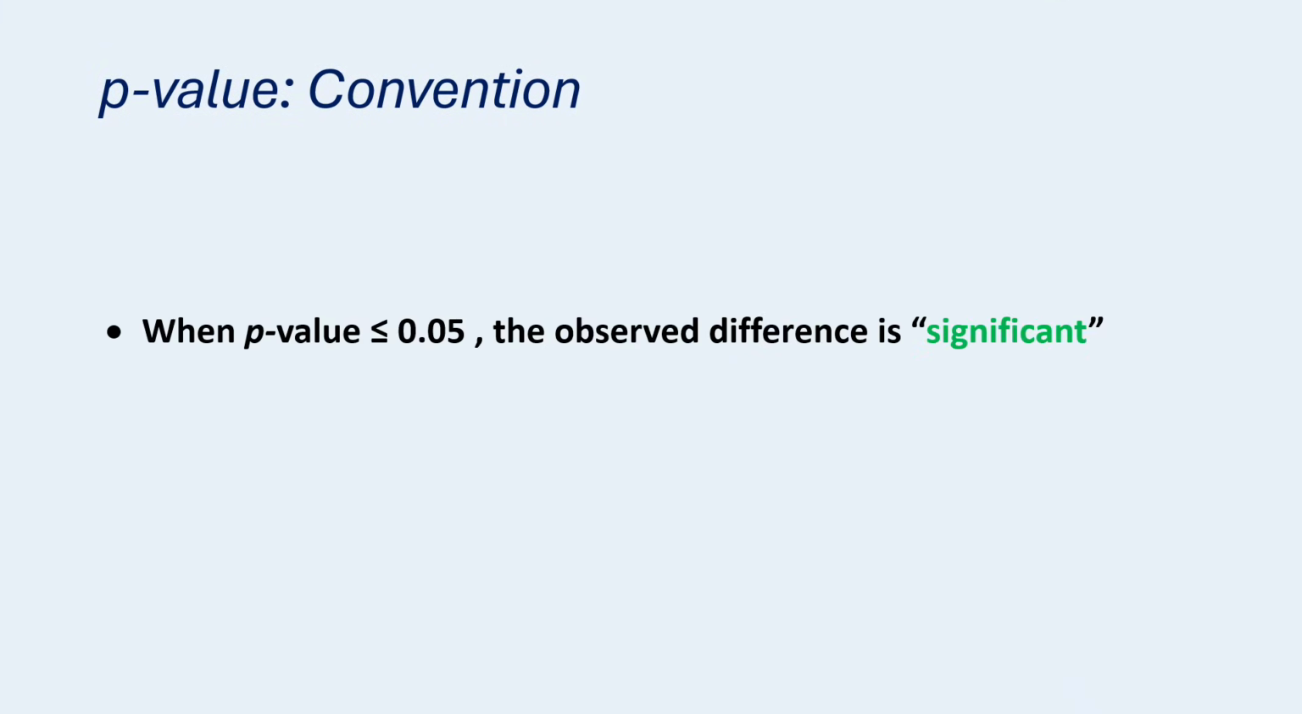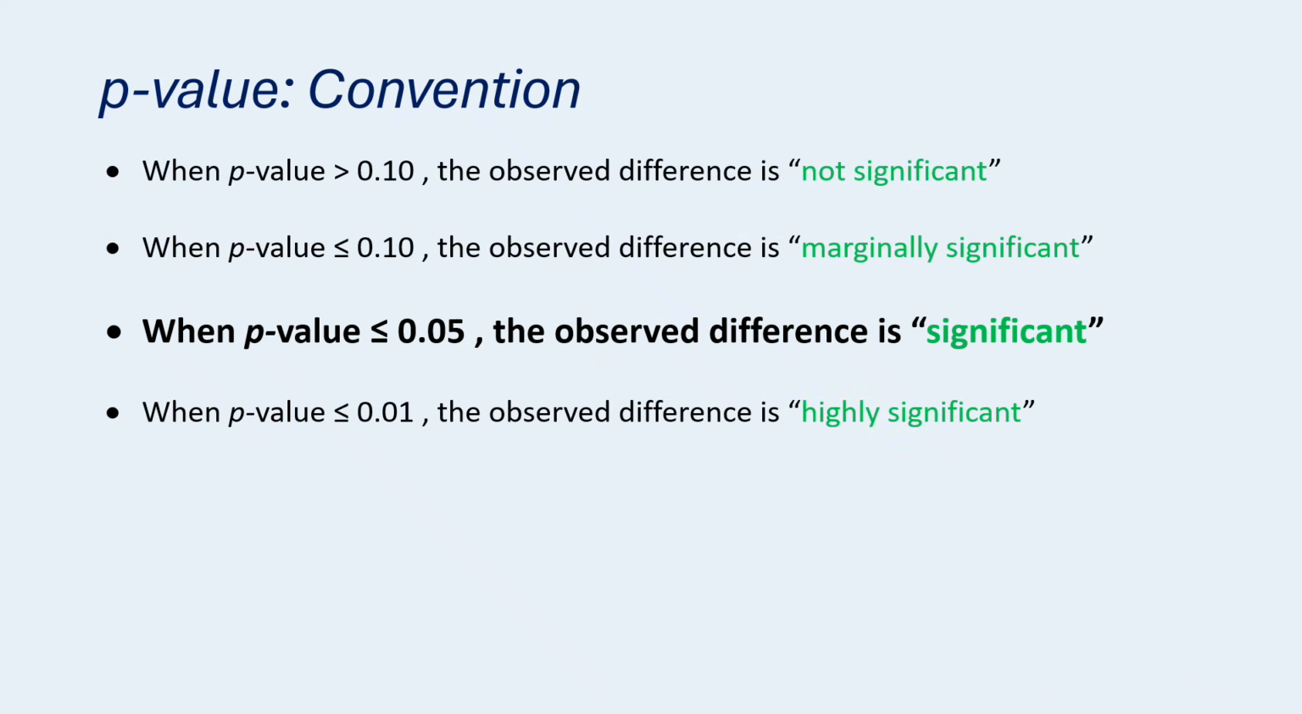So generally there is a convention. Most of the software also does that job. So if p-value is less than or equal to 0.05, the observed difference is significant. Similarly, if it is less than or equal to 0.01, the observed difference becomes highly significant. And if it is less than 0.001, it becomes very highly significant, and so on. That's how we interpret the research test procedure. And naturally, if it is greater than 0.10, the observed difference becomes not significant at all.